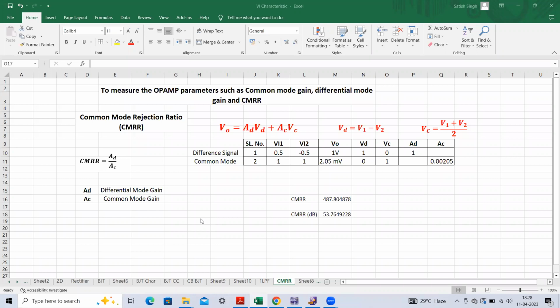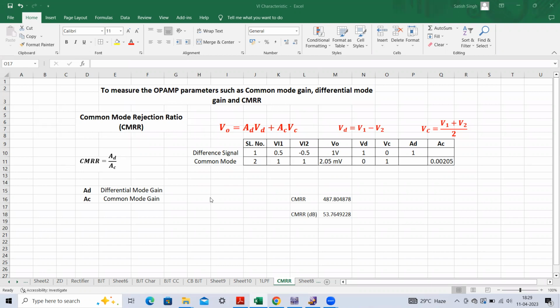In this video, we are going to conduct another experiment, and the objective of this experiment is to measure the OPAMP parameters such as common mode gain, differential mode gain, and common mode rejection ratio. So how to obtain these parameters practically, that we have to learn in this particular video. So let's begin this discussion.